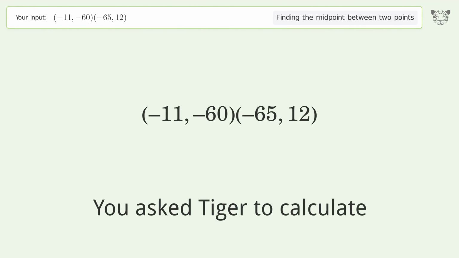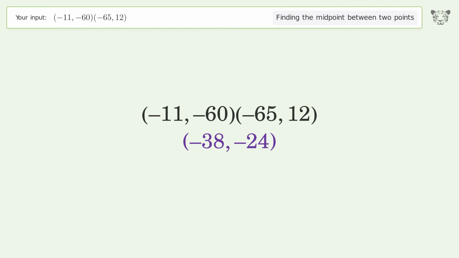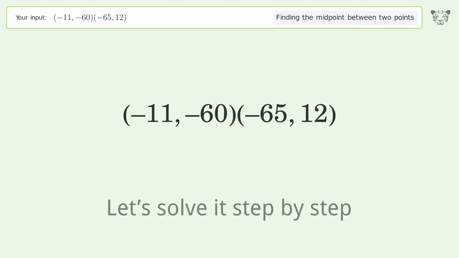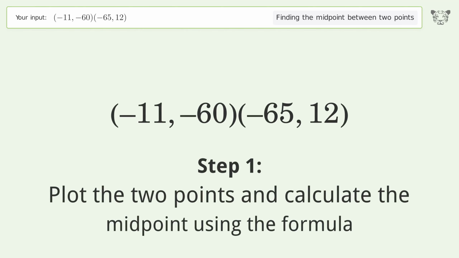You ask Tiger to calculate. This deals with finding the midpoint between 2 points. The midpoint between the 2 points is -38, -24. Let's solve it step by step. Plot the 2 points and calculate the midpoint using the formula.